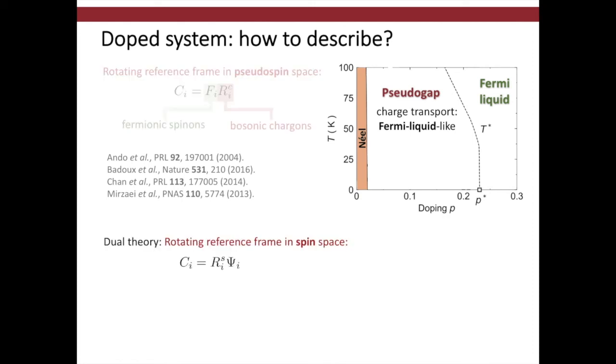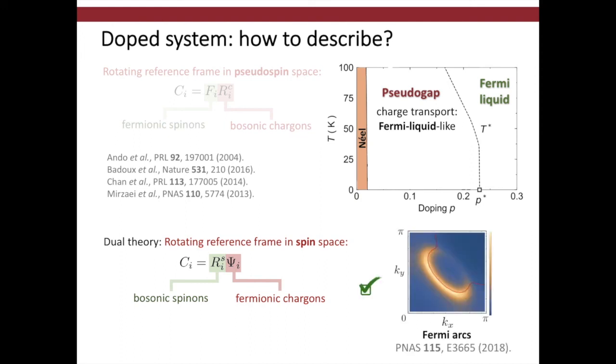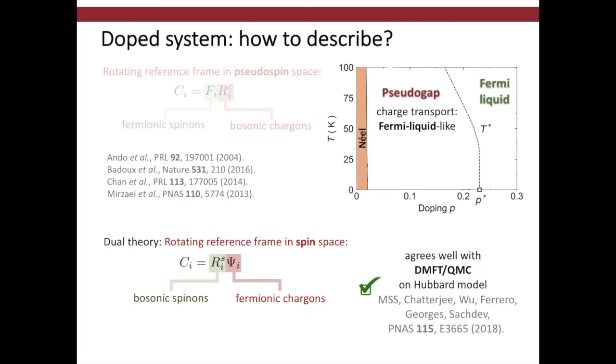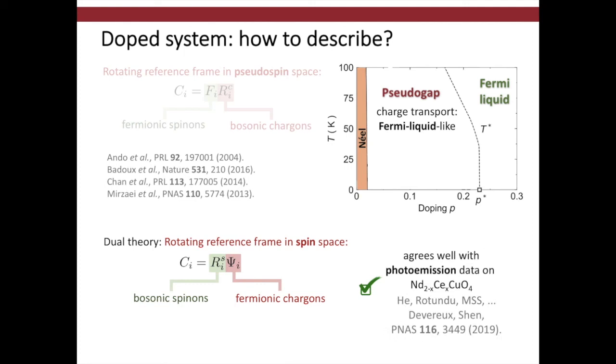Instead, the second dual theory discussed above, which can be thought of as transforming into a rotating reference frame in spin space, is more natural because it involves bosonic spinons and fermionic chargons, which can form Fermi surfaces. In fact, for this reason, we have been studying this approach in detail in the last few years, and, for instance, shown that it naturally gives rise to Fermi arcs as seen in photoemission experiments. We have also successfully compared predictions of this theory with dynamical mean field theory and quantum Monte Carlo computations on the Hubbard model, and found good agreement with new high-resolution photoemission data on an electron-doped cuprate compound.